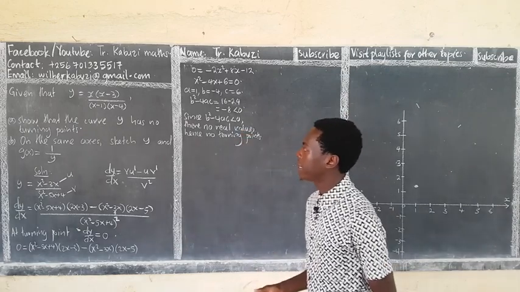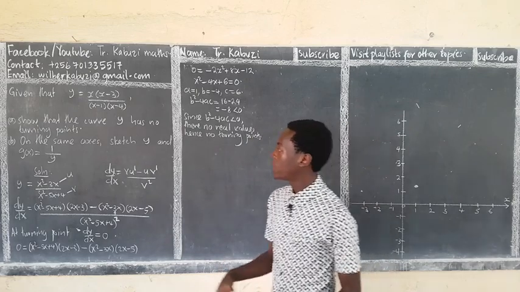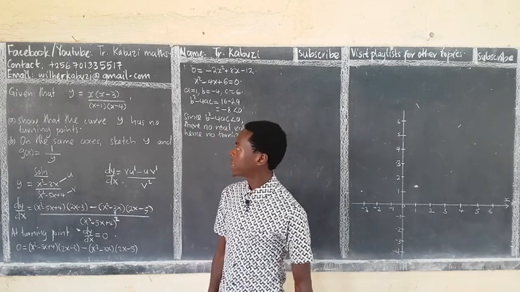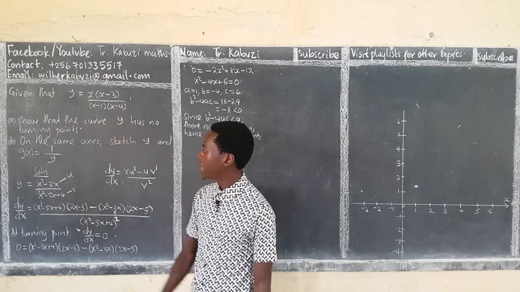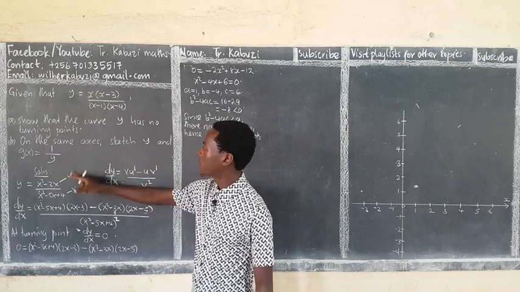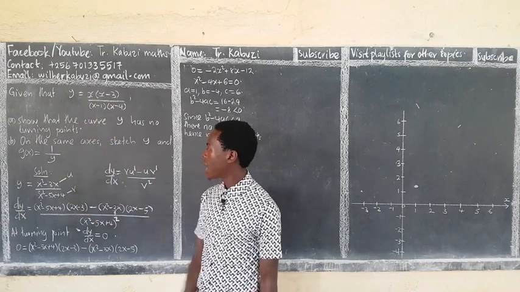So now we start by saying, show that it has no turning points. Of course, we know that to get turning points, we differentiate the curve. But because this curve is rational, we use the quotient rule. This is going to be our u. After expanding this, we get this. After expanding this, we get this. This is our u, this is our v.